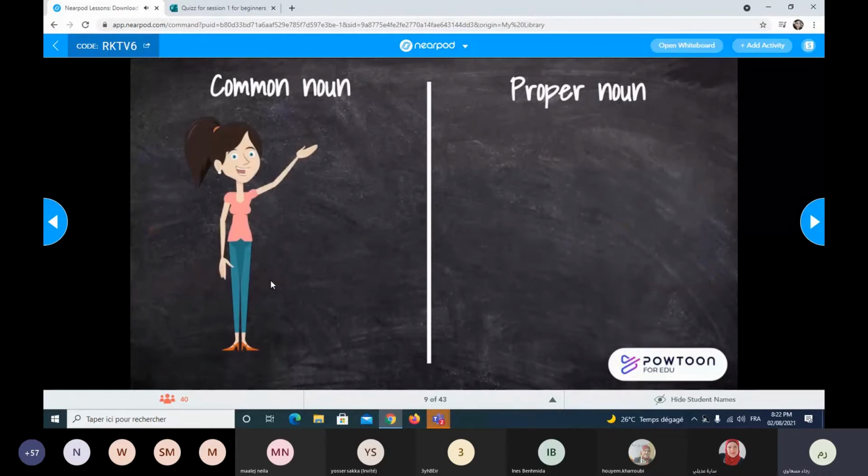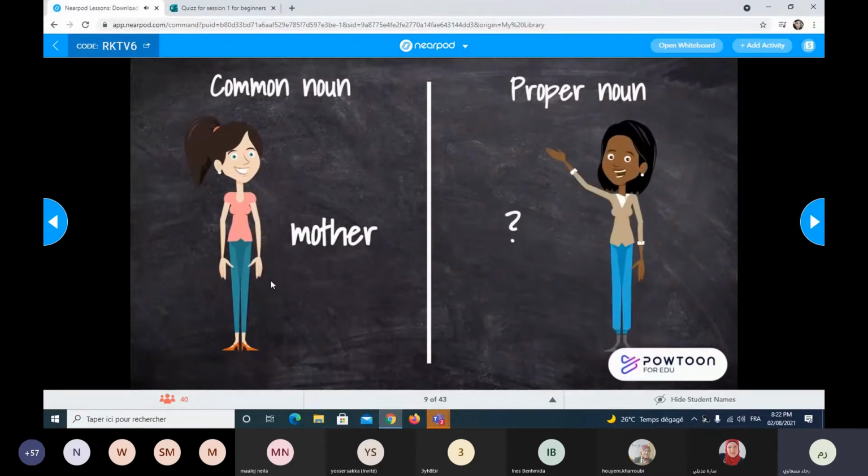Let's have one last go. Restaurant is a common noun. Can you name a specific restaurant that you've been to recently? If you name a restaurant, you need to make sure you capitalize it, as this would be a proper noun.